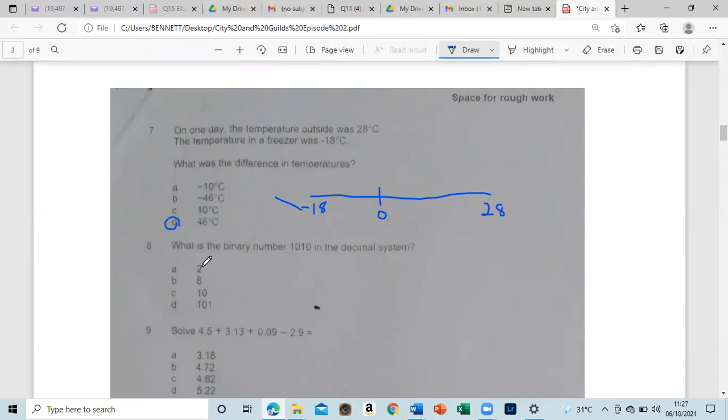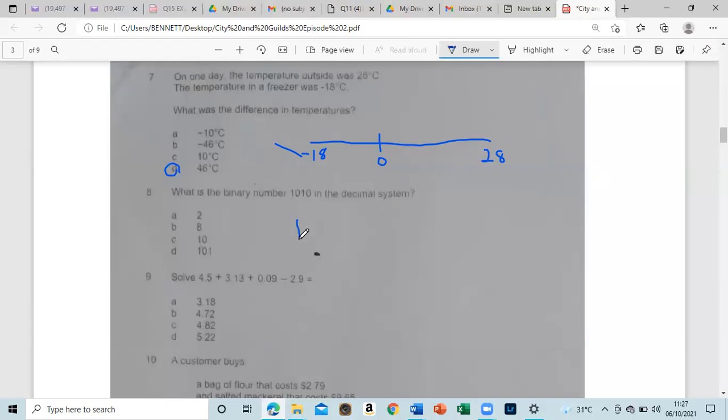Number 8, what is the binary number 1010 in the decimal system? Now let us look at this. I did one of these earlier on my channel. So this would be 2 to the 0, and we go on to 2 to the 1, 2 to the 2, and 2 to the 3.